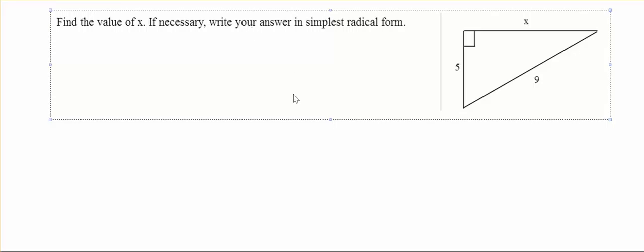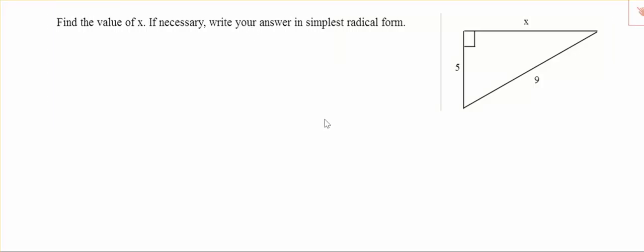Okay, to find the missing side here, we will use the Pythagorean Theorem. With the Pythagorean Theorem, we have a squared plus b squared equals c squared, where a and b are your legs that make the right angle, and c is the hypotenuse. So in this setup, we would have x squared plus 5 squared, because they make the right angle, equals the hypotenuse squared, which is 9 squared.